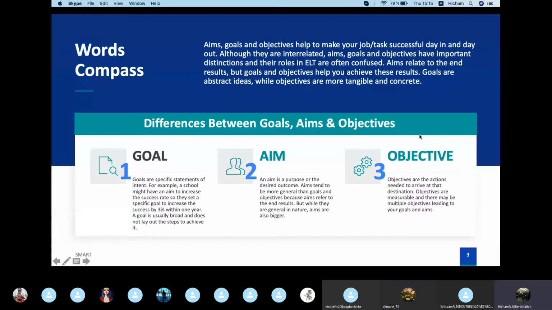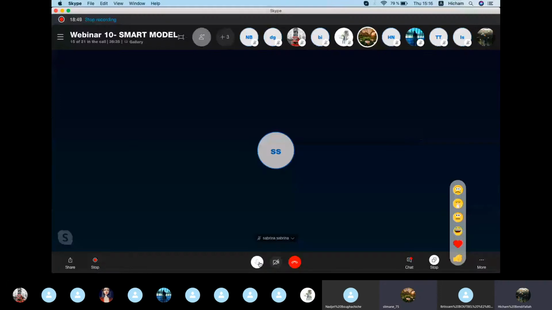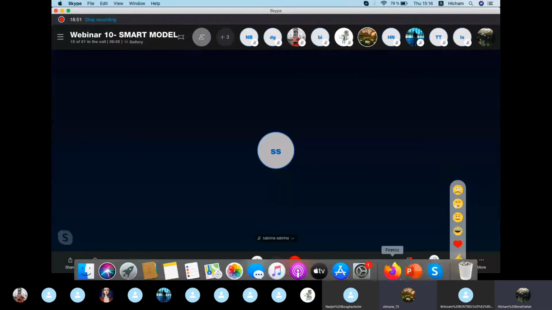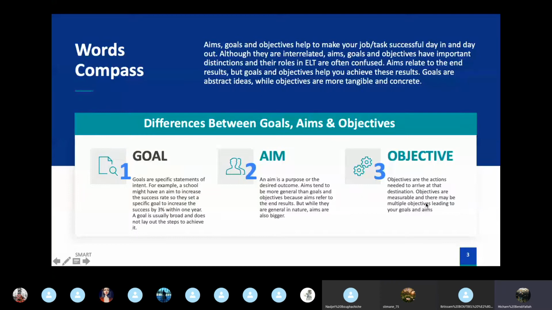Absolutely, I love it. That's exactly it, a very relative and real life example. Thank you so much. Thank you very much. Welcome. Anyone else would like to give another example or would like to add something about these three notions?